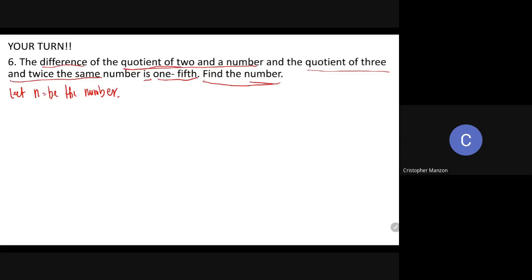So the quotient of 2 and a number, when you are going to transform that into a mathematical expression, that will be 2 over a number. The difference is minus. And then the quotient of 3 and twice the same number, that's 3 over twice the same number, is equal to 1/5. That's the equation now. Again, kaya nyo bang ma-solve ngayon? 2 over n minus 3 over 2n equals 1/5.